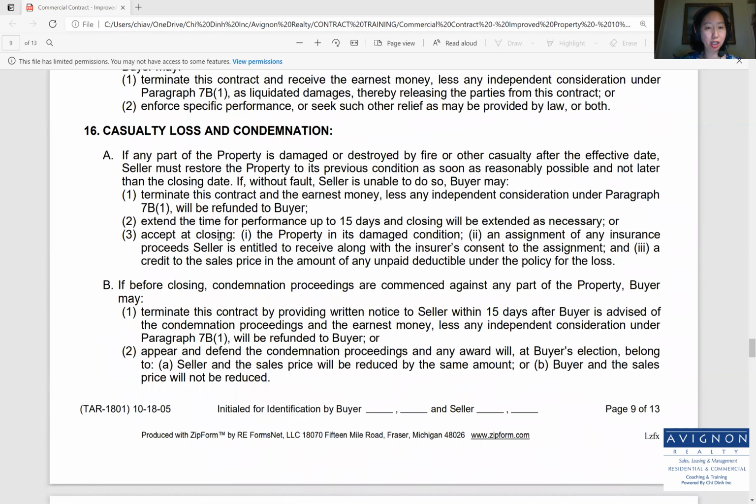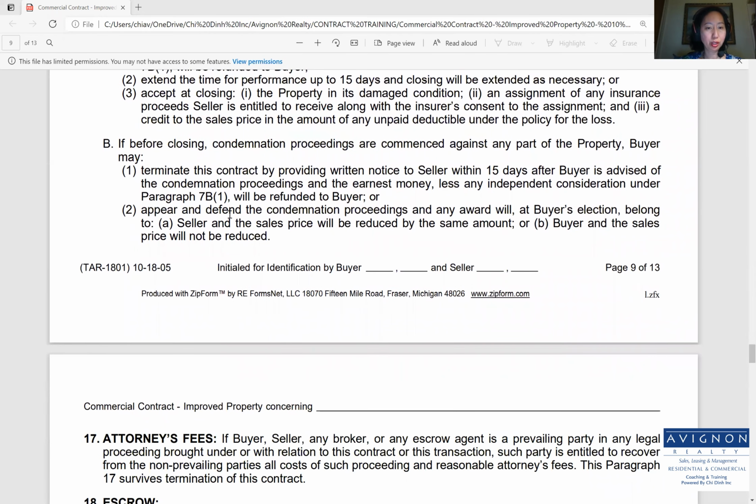16, casualty loss and condemnation. A, if any part of the property is damaged or destroyed by fire or other casualty after the effective date, seller must restore the property to its previous condition as soon as reasonably possible and no later than the closing date. Then more on the if: without default, seller is unable to do so, so buyer may do the following. And then B, if before closing, condemnation proceedings are commenced against any part of the property, buyer has the right to do the following.